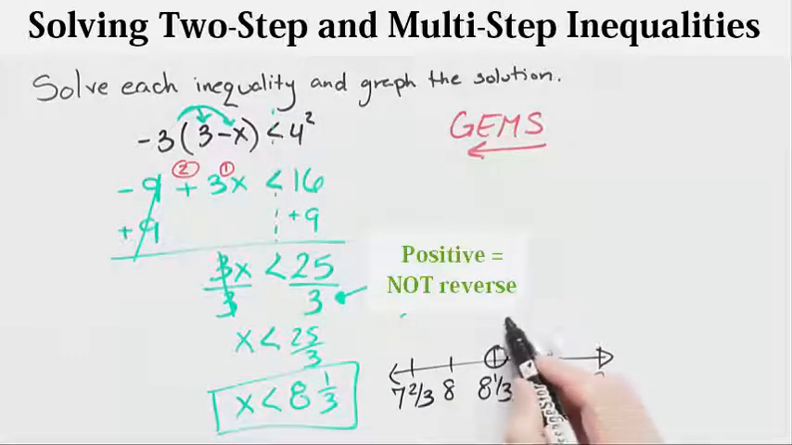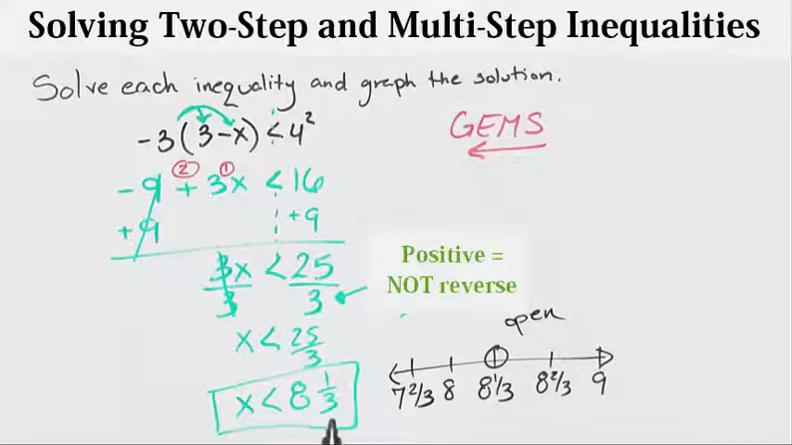Not equal, so it's not colored in. This is an open circle. I'm looking for numbers smaller than 8 and 1/3. Well, I know 7 is smaller than 8 and 1/3. 7 would have been over here, so I'm going to shade in the direction of 7. So my answer is x is less than 8 and 1/3. This is the graph. X is less than 8 and 1/3. And you're done.